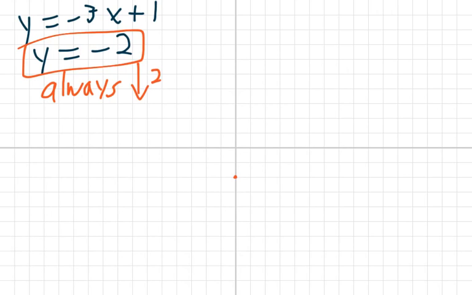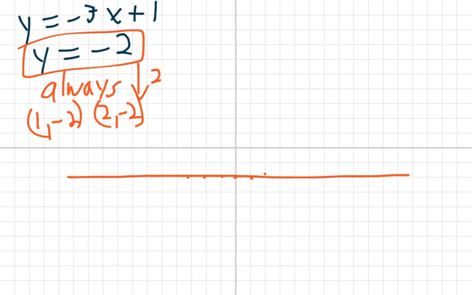And that y value is always going to be -2. So it could be like 1, -2 could be an ordered pair, 2, -2, and so forth. So anything that has a -2 y value. So then the y value is always -2, so it's always down 2. So that's a horizontal line at down 2.